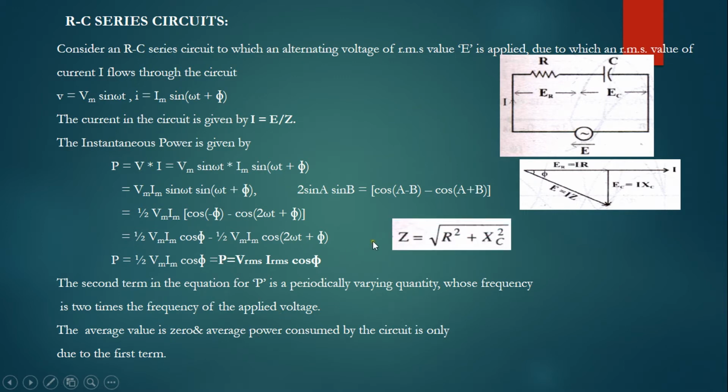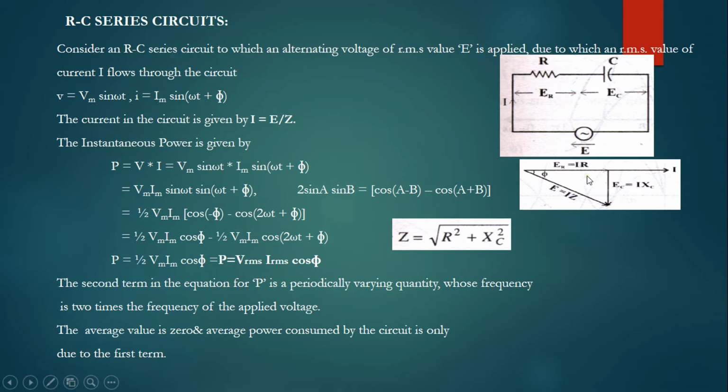So Z here is equal to the square root of R square plus Xc square, because here capacitance exists. Z is the impedance of the circuit. Impedance is a combination of resistance and reactance. Here there is no inductance, only capacitive reactance, so Z is the square root of R square plus Xc square. You should remember that.